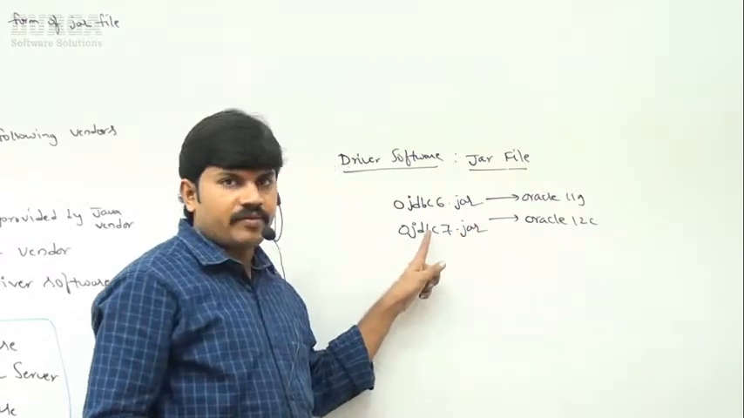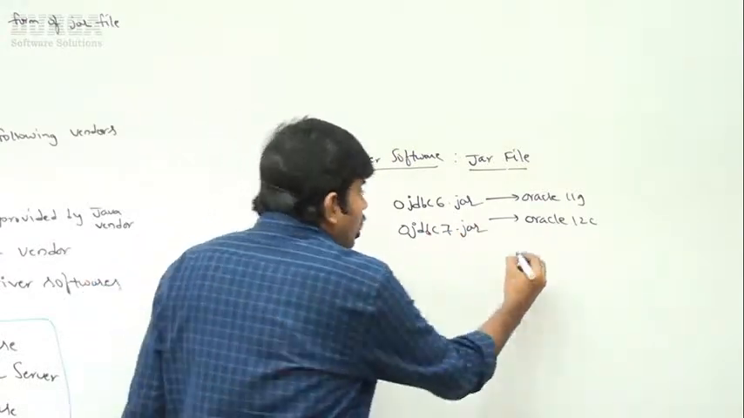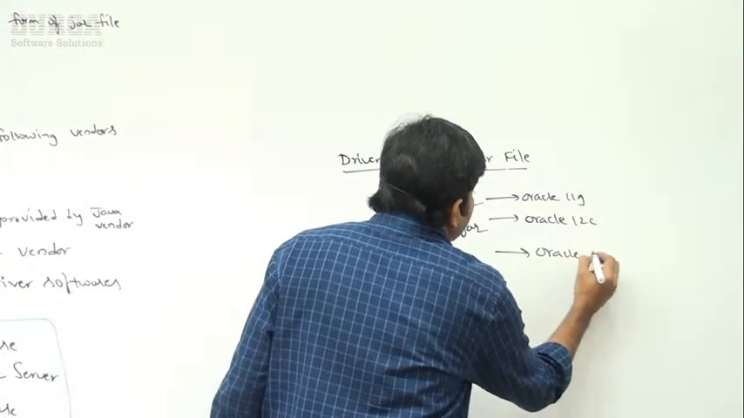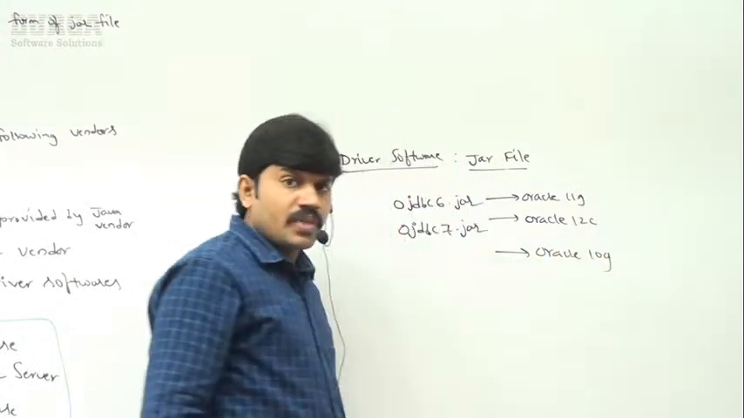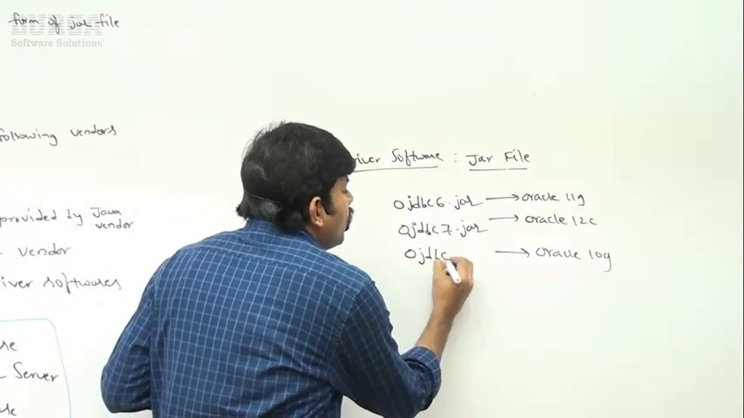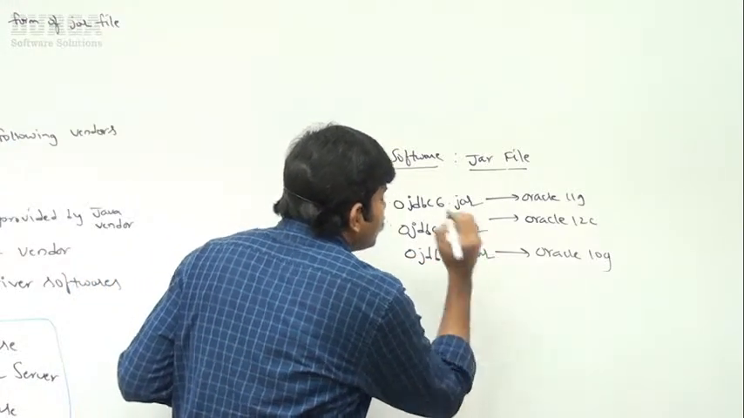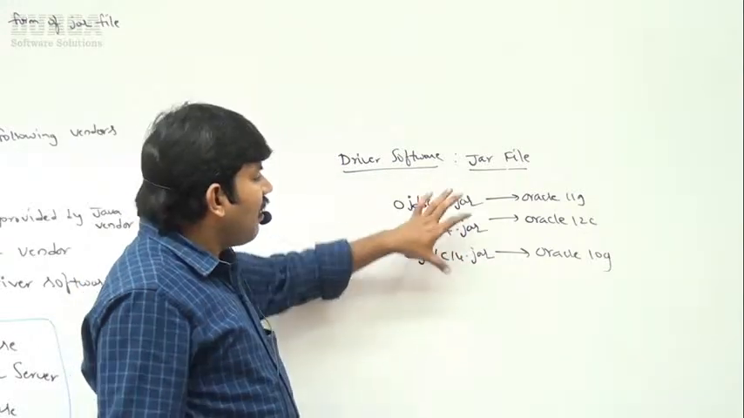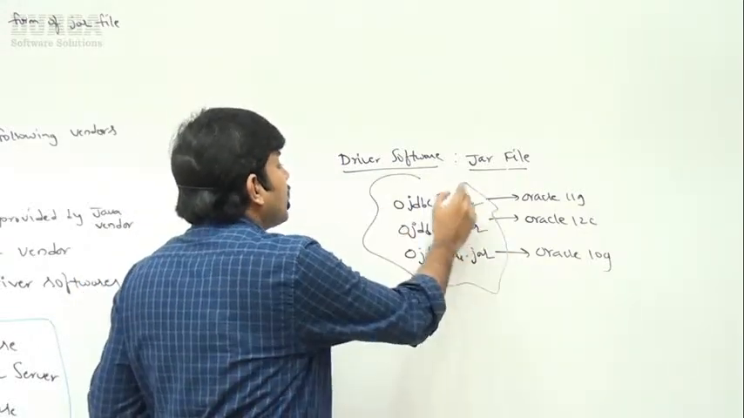OJDBC7.jar. This is the driver software. Sir, I want to communicate with Oracle 10G. If you want to communicate with Oracle 10G, then we should go for OJDBC14.jar. Remember this one. Sir, all these things are driver softwares.